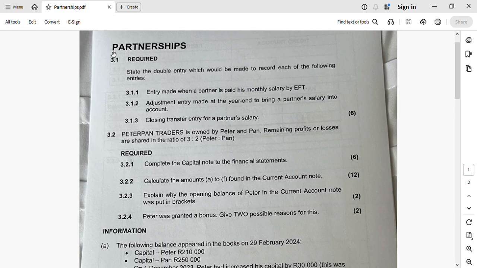Alright, the first thing you're asked to do is to state the double entry which would be made to record several entries. The first one here is the entry made when a partner is paid his monthly salary. Remember, during the year, whenever the partner takes a salary, then you're going to record that in his drawings account. The partner can't wait until the end of the year and then only take his salary. So everything the partner takes during the year, no matter what it's for, will go to his drawings.